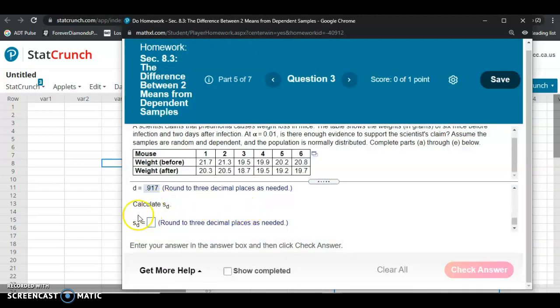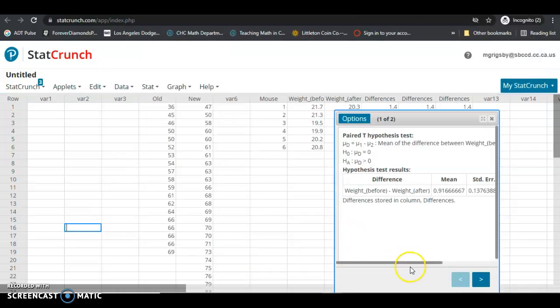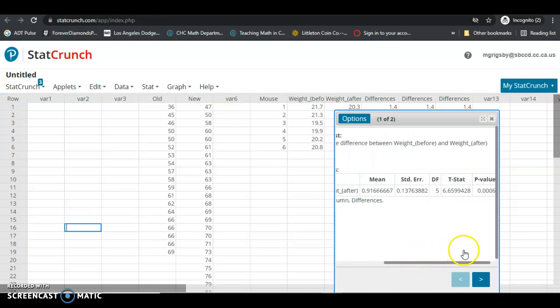Then it asks for the value of SD, which is the standard deviation of those same differences. If you carefully look at the output, it gives you the standard error, which is not to be confused with the standard deviation. The standard error is different, so that's not very helpful. Again, the output here doesn't include everything that we need.